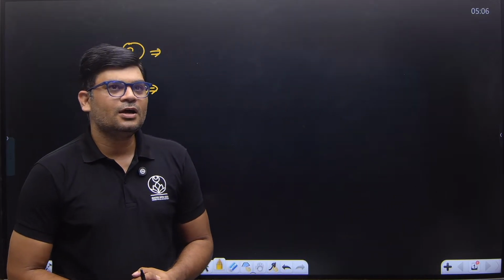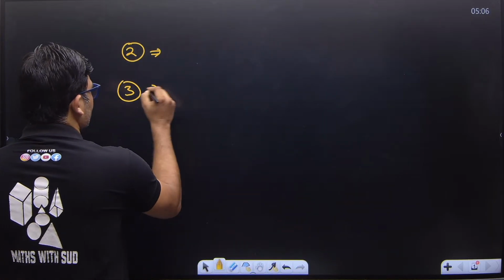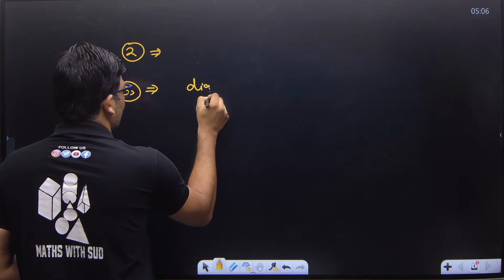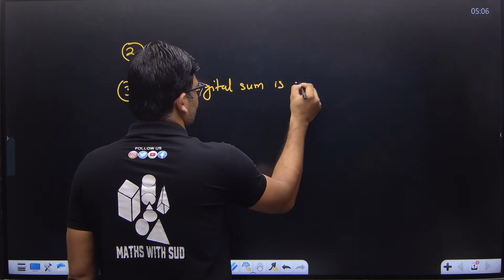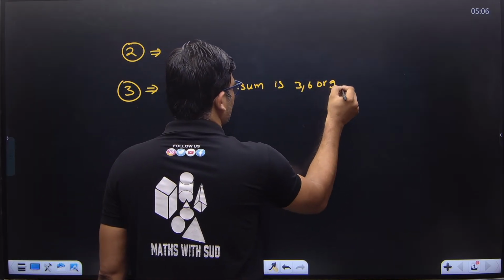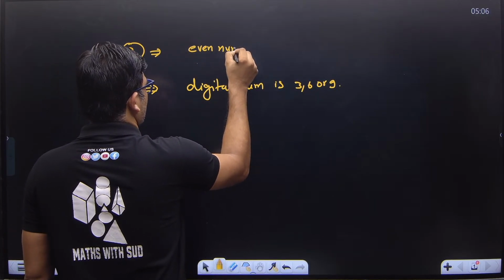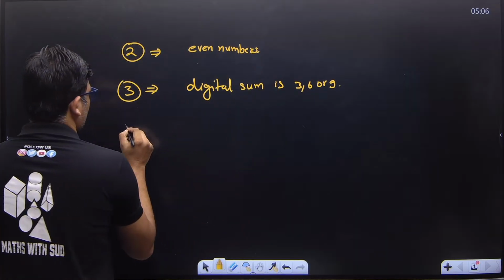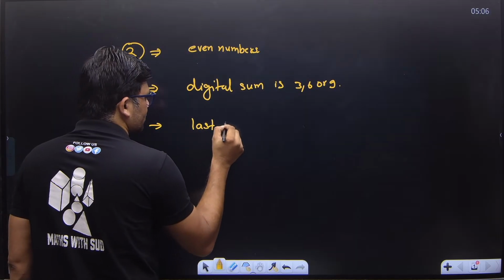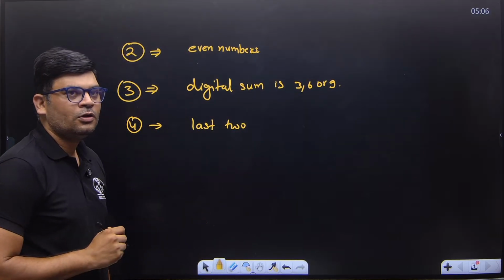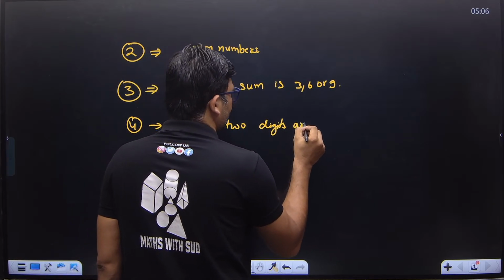Then I told you about the divisibility rule of 4. For this we will write in short. Divisibility by 3: digital sum is 3, 6 or 9. Divisibility by 2: even numbers. The divisibility rule for 4 was: last 2 digits are divisible by 4.